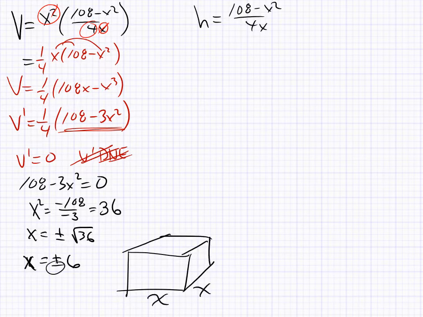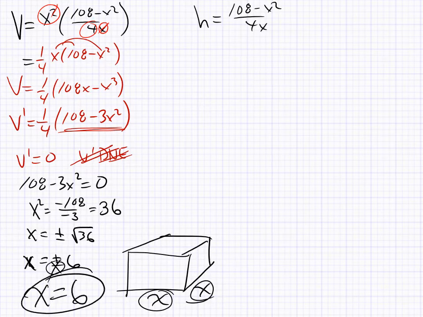Well, is it possible for that base dimension to be -6? No. Any function could have x negative, but in this function, representative of the base of a box, x could not be negative. So really, if you think about this, we only have this one critical number, x equals 6, and we want to test this critical number.